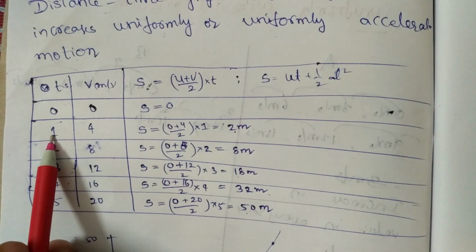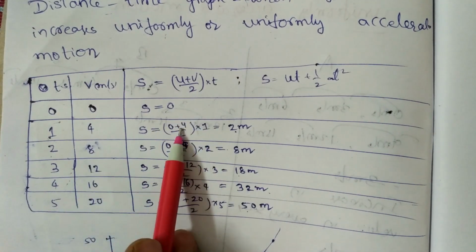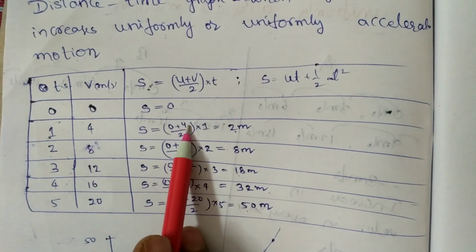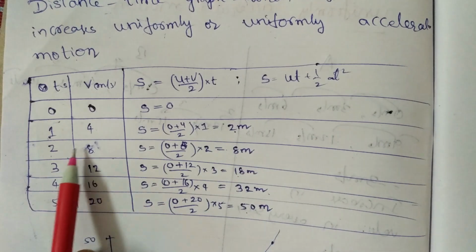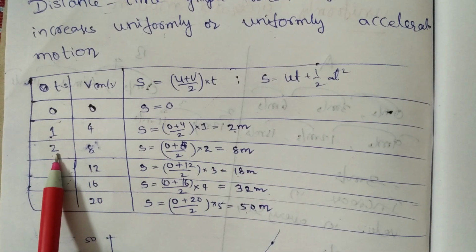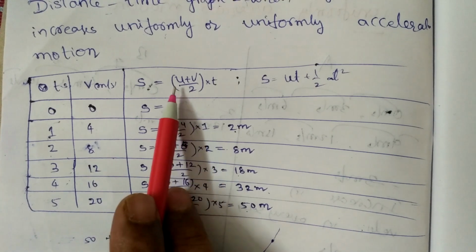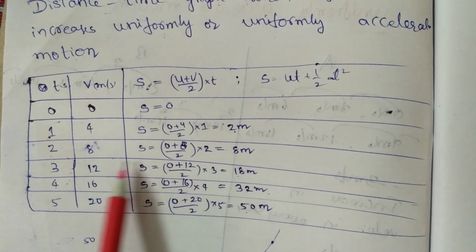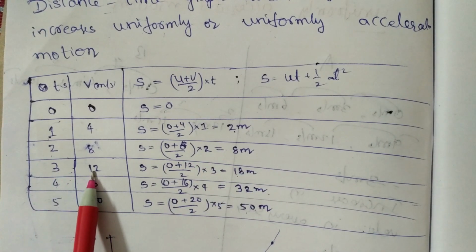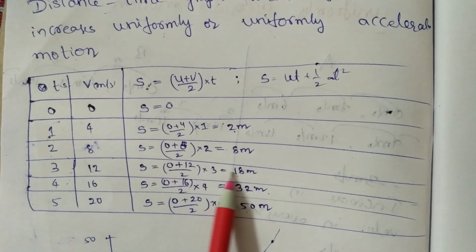So at the end of 1 second, initial velocity is always 0, final velocity is 4. 0 plus 4 by 2 is 2, into 1 is 2 meters. At the end of 2 seconds, velocity is 8 meters per second. So 0 plus 8 by 2 is 4, into 2 is 8. At the end of 3 seconds, the velocity is 12 meters per second. So 0 plus 12 by 2 is 6, 6 into 3 is 18.